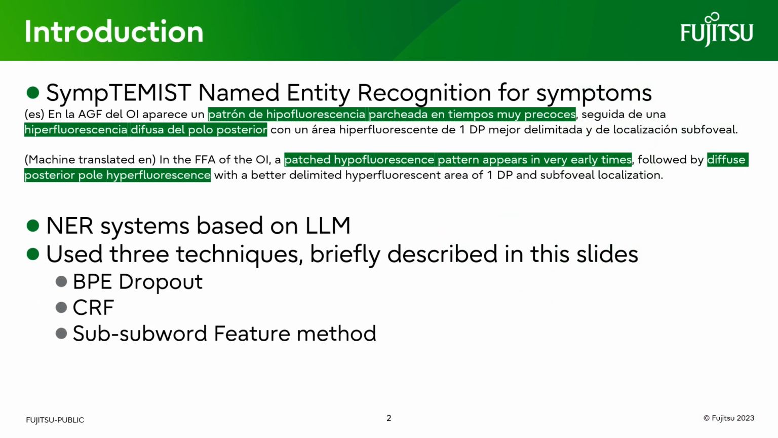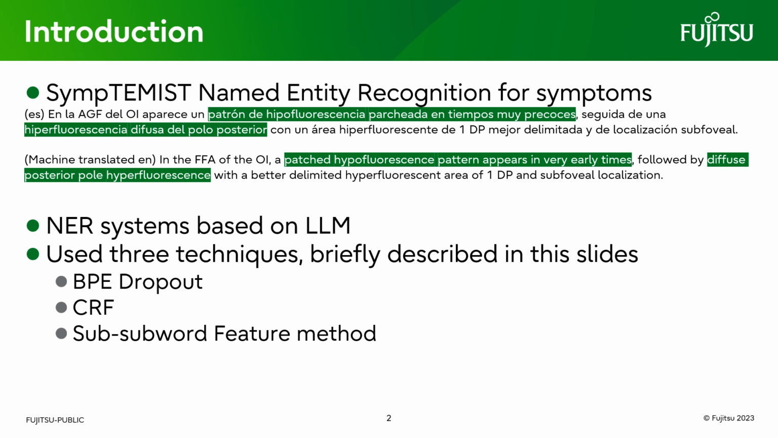The SympTEMIST shared subtask proposed a challenge on recognizing symptoms. The training data contained Spanish text with all symptom mentions tagged. I included an example of the data in this slide. The machine translated English sentence that I made is there to give you an idea of what the data looks like, in case you don't know Spanish.